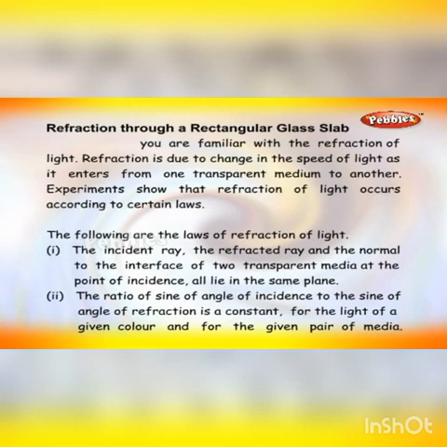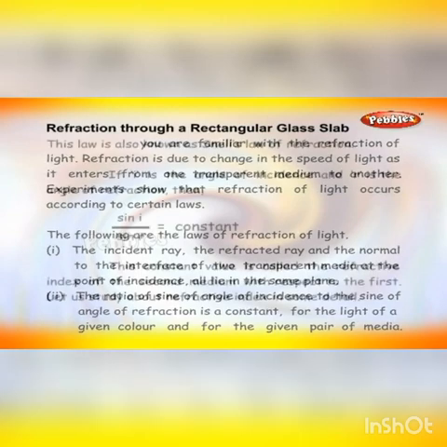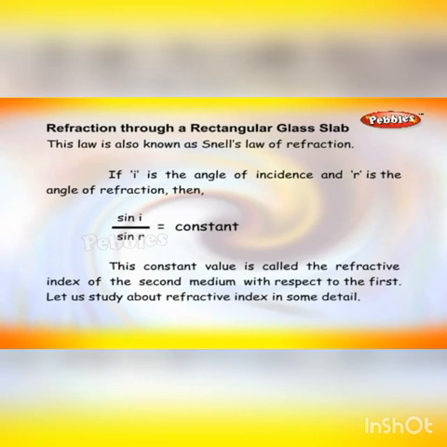2. The ratio of the sine of angle of incidence to the sine of angle of refraction is a constant for the light of a given color and for the given pair of media. This law is also known as Snell's law of refraction. If i is the angle of incidence and r is the angle of refraction, then sin i divided by sin r is equal to constant. This constant value is called the refractive index of the second medium with respect to the first. Let us study about refractive index in some detail.